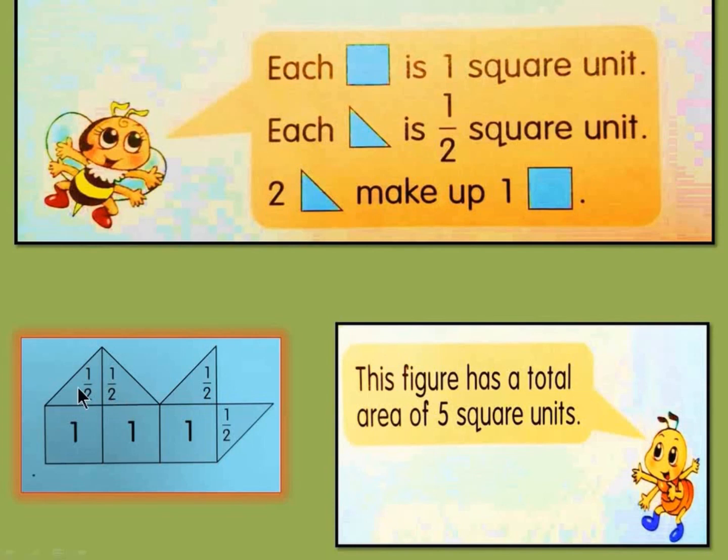If we join them, this is half and this is half. Half plus half becomes 1. It's written here, two triangles make up one square. If we join these two triangles, it will make up one square, and if we join these two triangles, it will make up one square. How many squares are here in total? 1 plus 1 plus 1 means 3, plus 2 means 5. How much total area is occupied by this figure? 5 square units, because we measure area in square units.